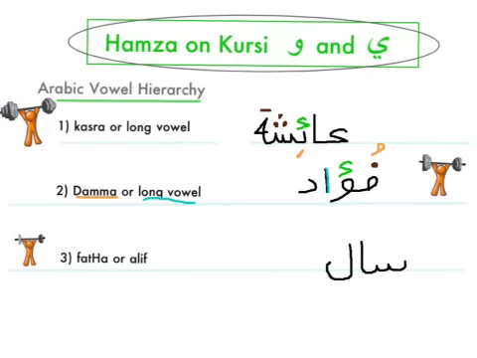When Hamza is surrounded by Fatha or Alif, it will be written on Alif. In the word sa'al, you see that Hamza has Fatha and comes after the letter Sin. Therefore, Hamza comes on Alif. Alif serves as the chair.